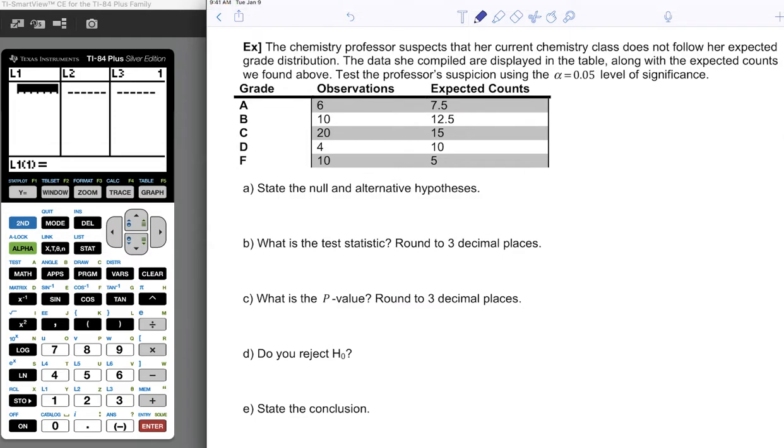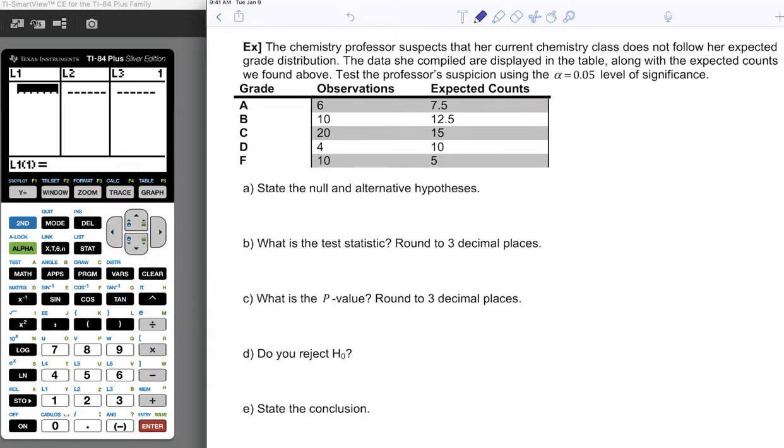Section 12.1, Goodness of Fit Test. The chemistry professor suspects that her current chemistry class does not follow her expected grade distribution. The data she compiled are displayed in the table, along with the expected counts we found above. Test the professor's suspicion using the alpha equals 0.05 level of significance.